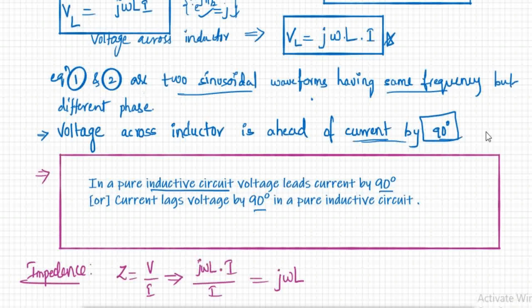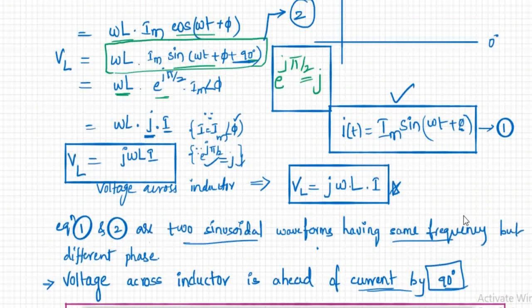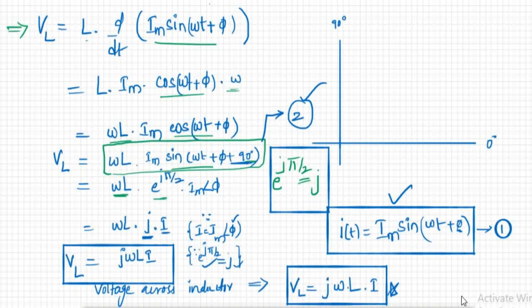Now let us draw the phasors for voltage and current. Current has a phasor of equation 1, that is Im at an angle of pi. So this is the phasor for current. I am drawing the phasor for current here, which has a magnitude of Im at an angle of pi. But VL has a sinusoidal phasor with a phase shift of pi plus 90.